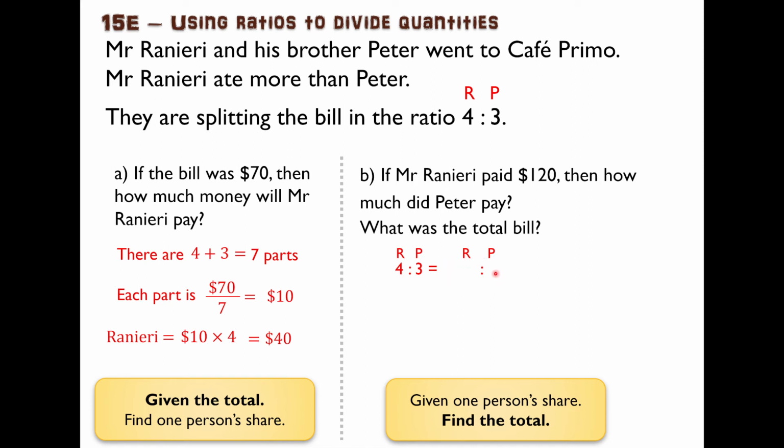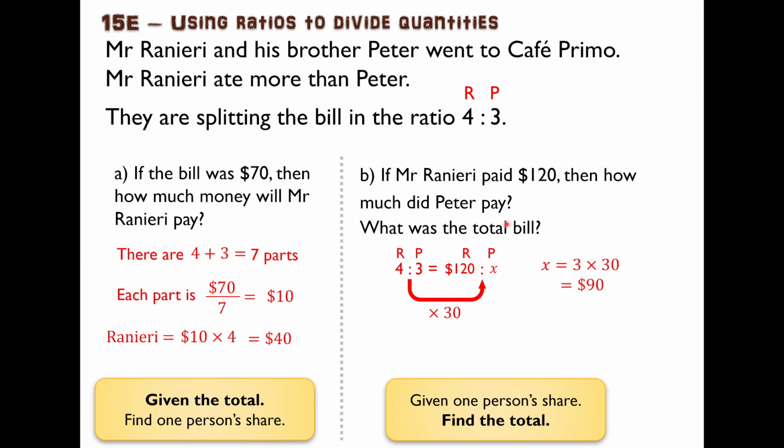Do I know how much Mr. Aneri paid or how much Peter paid? I know that Mr. Aneri paid $120. So the amount that Peter paid is my mystery number. I could call it X or give it a letter. So now I can say to get from 4 to 120, I need to times by 30. So to get from 3 to X, I also need to times by 30. So X is 3 times 30, which is $90.